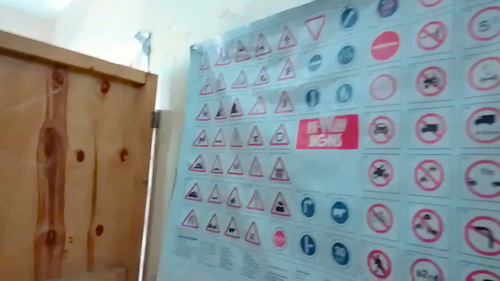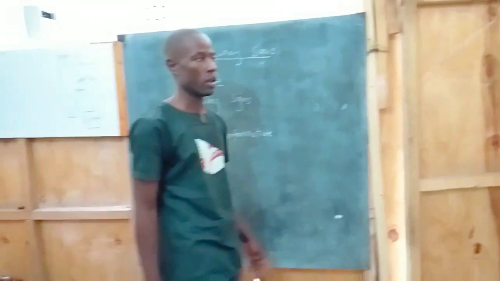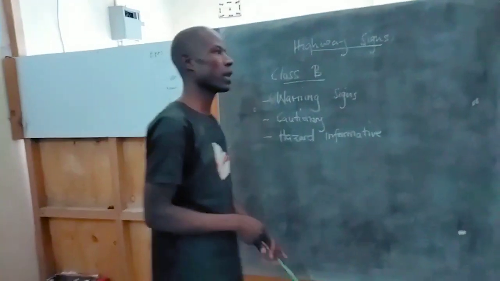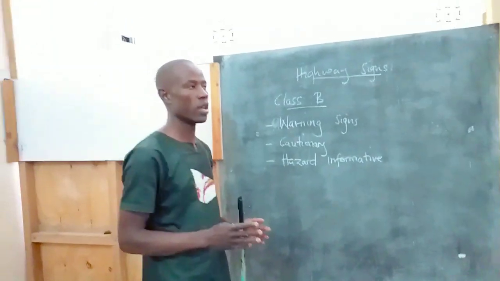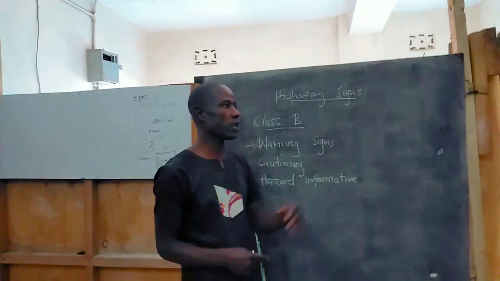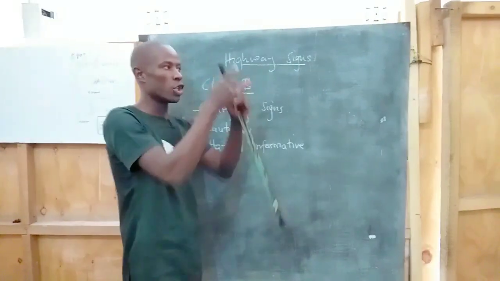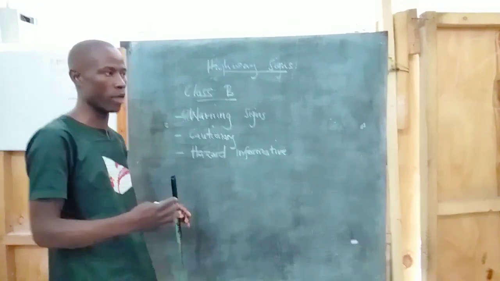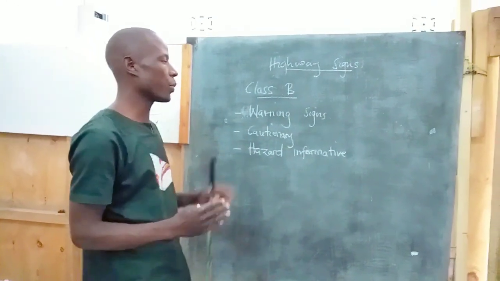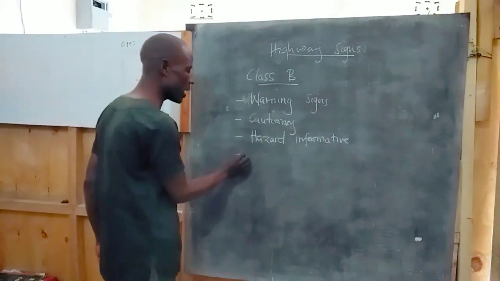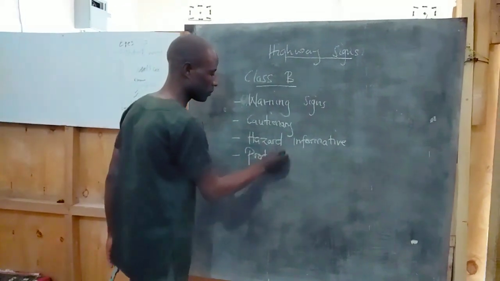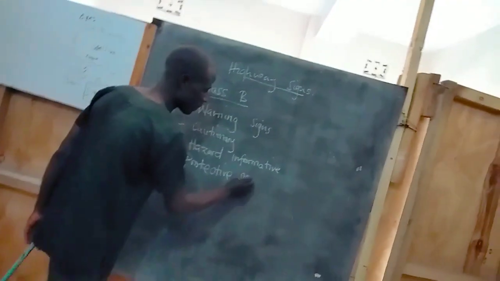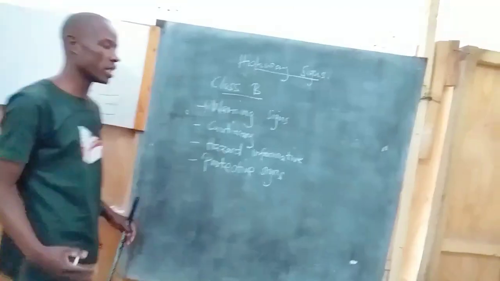Now somebody can ask you, can you define class B signs? Class B signs are the signs which give information and warning. That is how you define them. Now, can you describe class B signs? Class B signs are red in color, triangular in shape, with the apex facing upwards. So that is how you describe them. These signs are also known as protective signs.